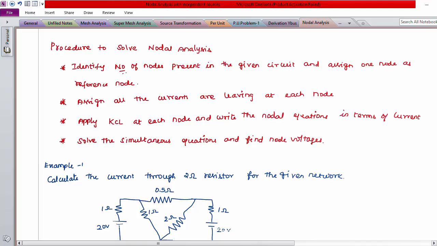First, how can we define a node? It is nothing but the connection of three or more branches at a point. We can say it is a node. A junction is where two or more branches are connected. So when a node is present, by default the junction comes into the picture. Now, we can use this procedure to solve a problem using nodal analysis.